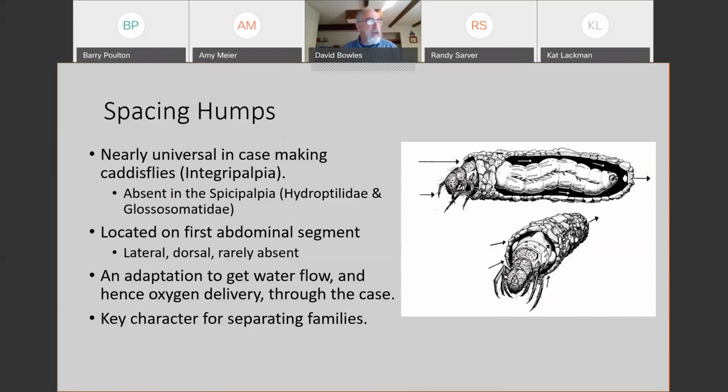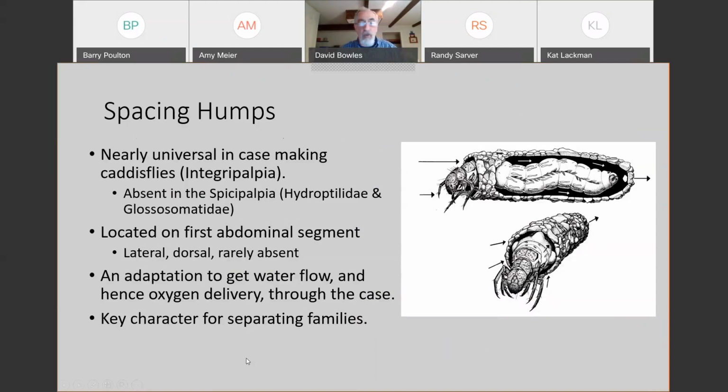spacing humps. Those are universal for the most part. There's always exceptions. And what are they for? Those spacing humps are, by the way, absent in the Spicipalpia. That's one distinct feature. They're located on the first abdominal segment. They can be dorsal, or lateral, or dorsal and lateral. And rarely they are absent entirely.